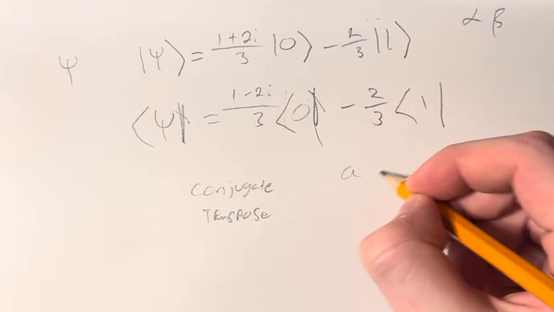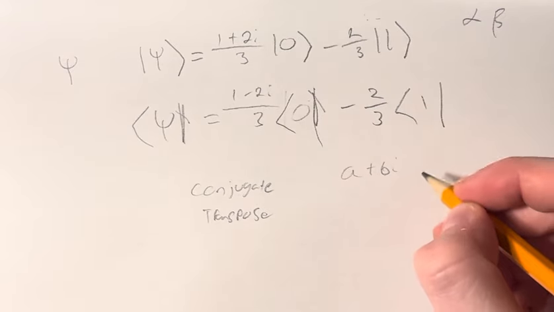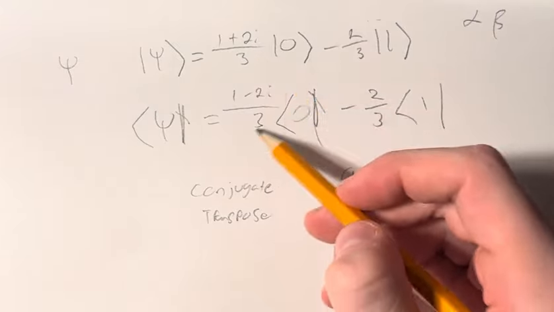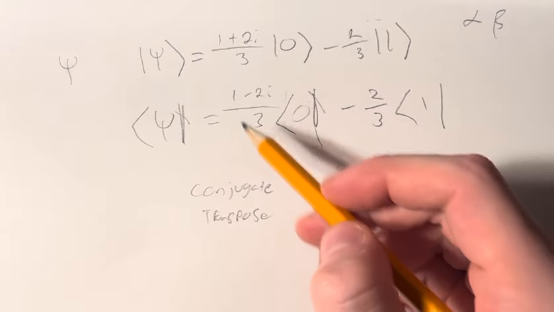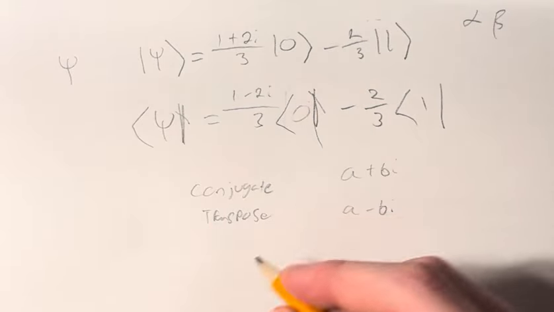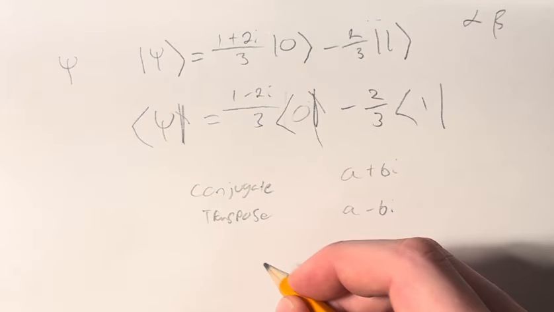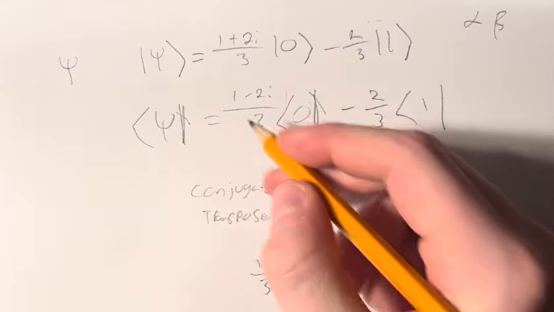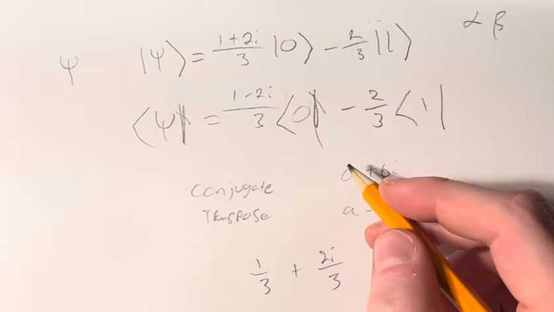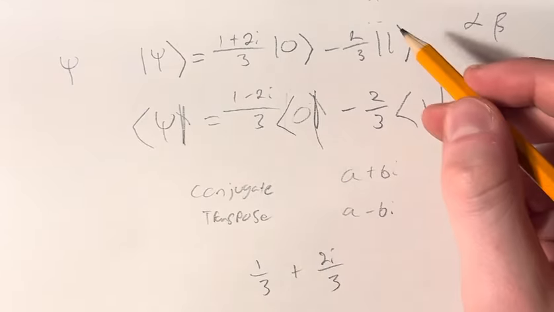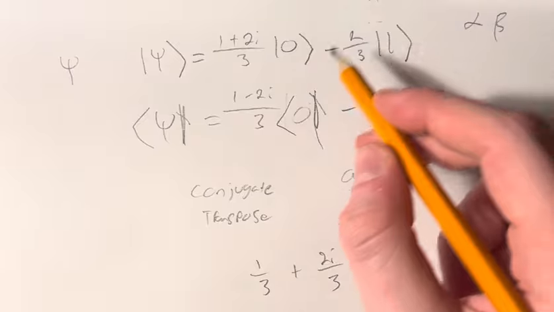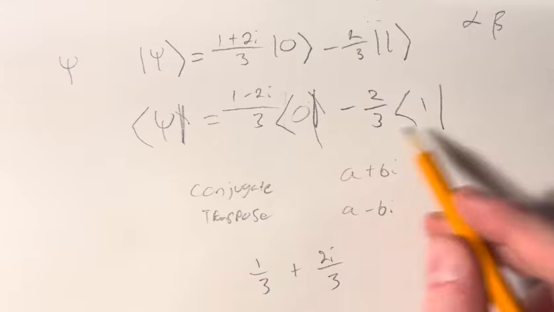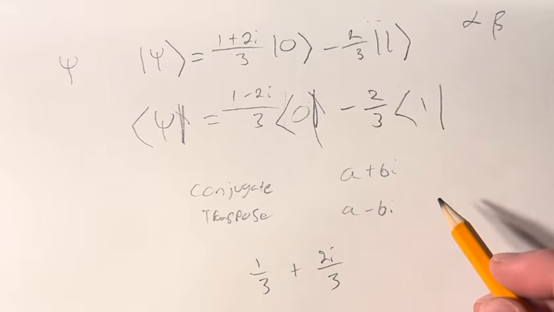So in an a plus bi complex number, the conjugate is just going to be a minus bi. So that's what we're doing in this situation. We are flipping it. So for this element, the ket version is 2i over 3, and we're now doing minus 2i over 3. And since for ket 1 to bra 1 it is only the real part, we don't have to do anything because there is no imaginary element to the complex number.